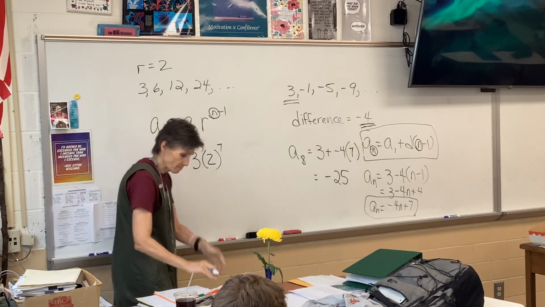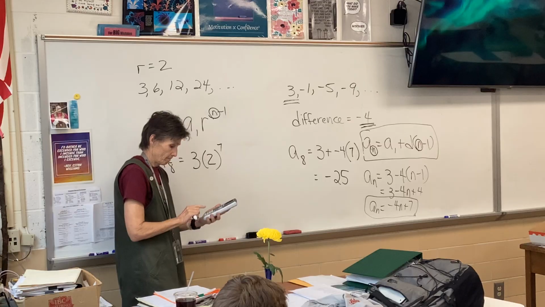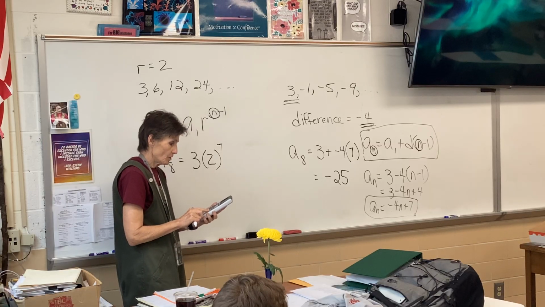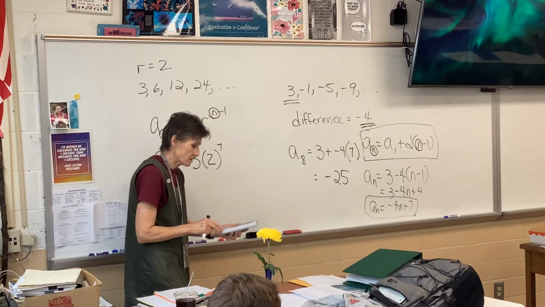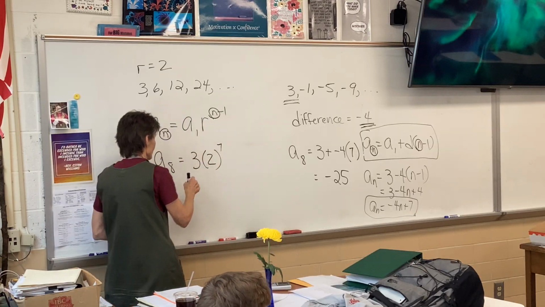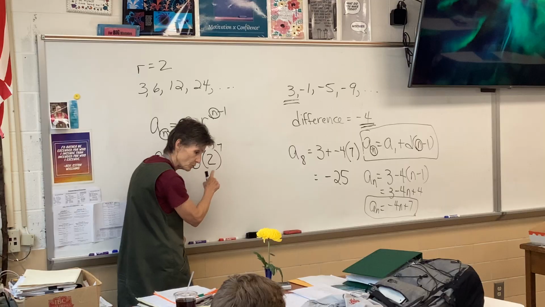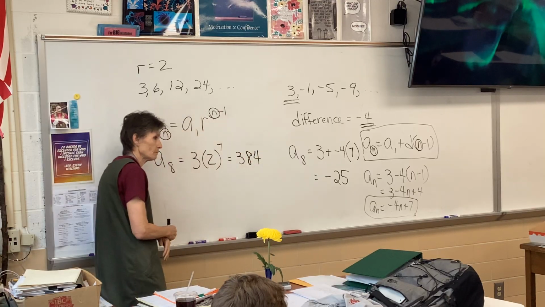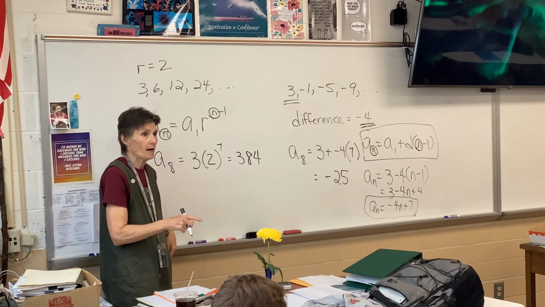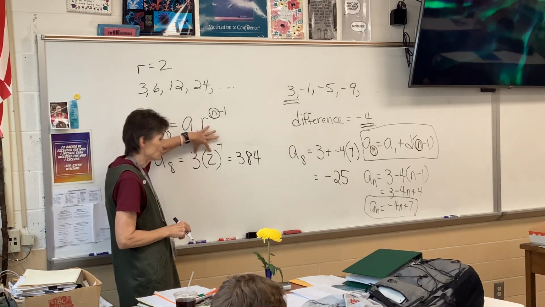Okay, so 3 times 2 to the 7. It's 3 times 2 to the 7, which is 384. So it's 2 to the 7 times 3. These two do not combine.